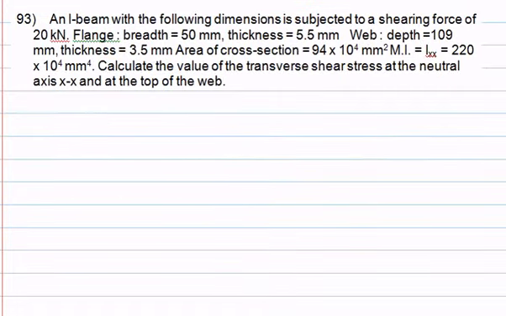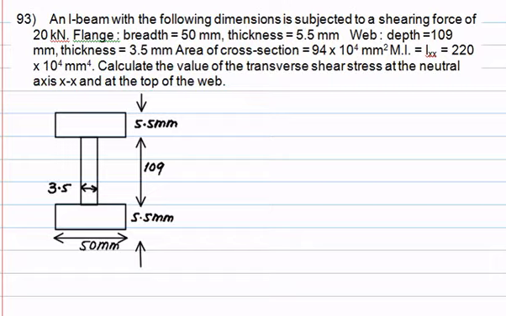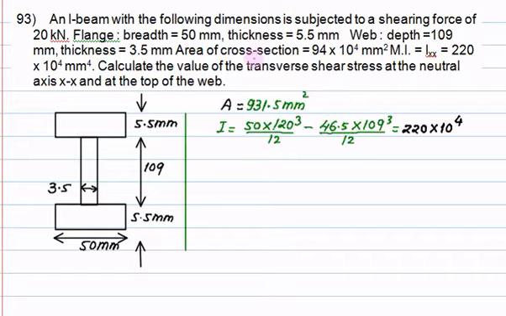So we'll construct the first I section. We'll locate the neutral axis position. So the flange is 50 by 5.5, web is 109 by 3.5. The entire cross sectional area is given to us, that is 94 into 10 to the power 4, and I is given as 220 into 10 to the power 4. So in the given problem, the cross section is wrong. The actual area is 931.5. Moment of inertia is correct, we cross checked, it is 220.